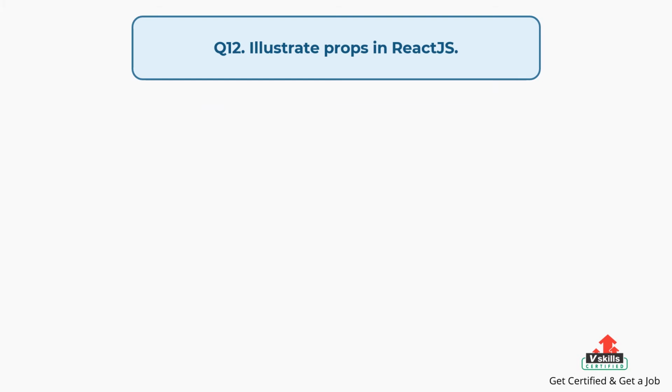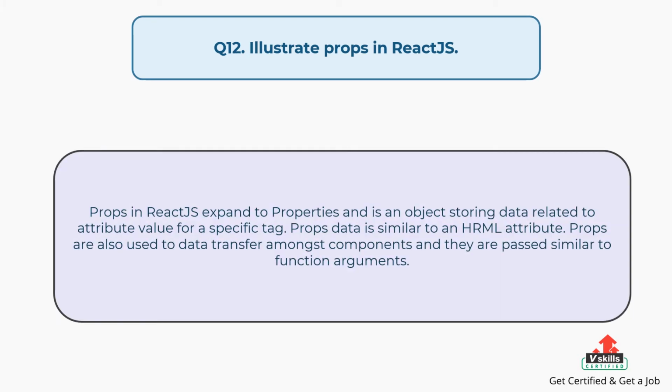Question number 12. Illustrate props in ReactJS. The answer is, props in ReactJS expand to properties and is an object storing data related to attribute value for a specific tag. Props data is similar to an HTML attribute. Props are also used to transfer data amongst components, and they are passed similar to function arguments.